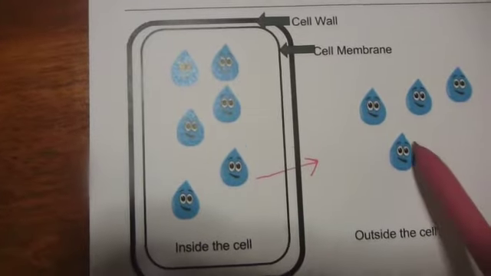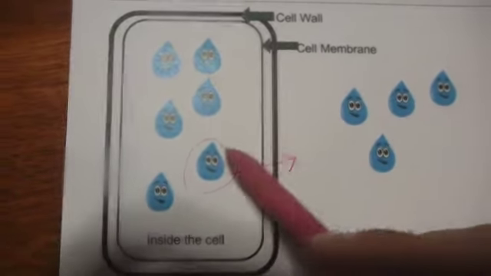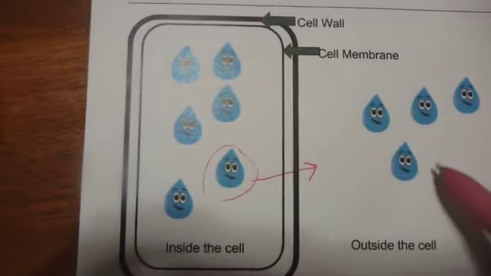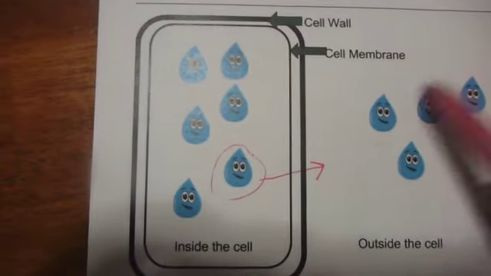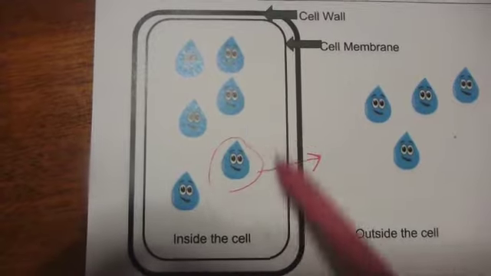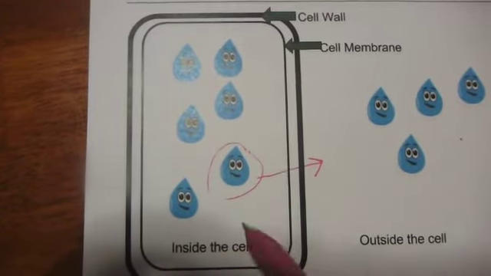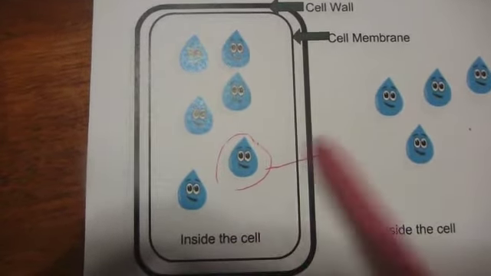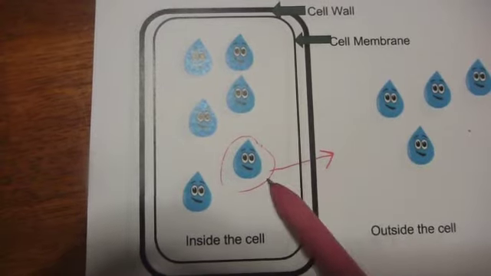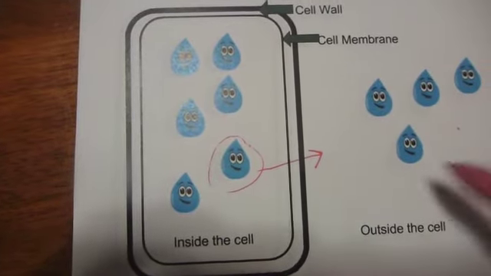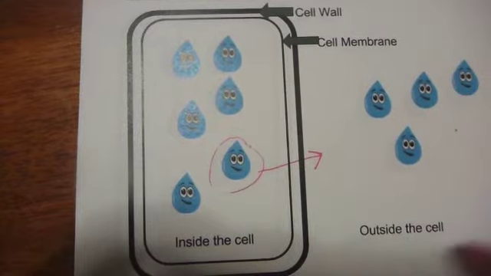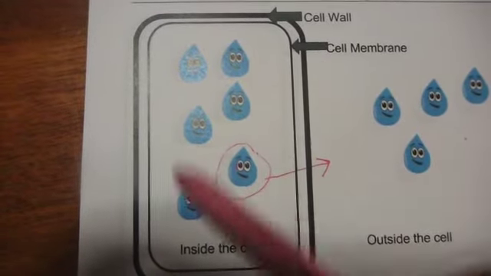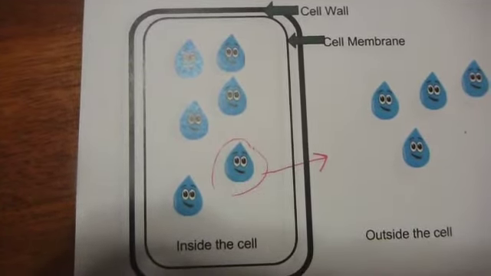And then, in order to make it equal, we would only need 1 water droplet to move out, so that there would be 5 water droplets on the outside, 5 on the inside, to make it complete. So again, this is osmosis, which is the diffusion of water across a cell membrane, okay? And we want to make sure that the amount of water on the outside of the cell equals the amount of water on the inside of the cell.